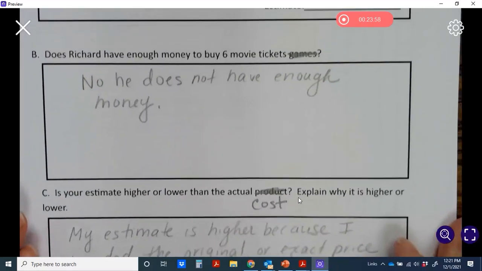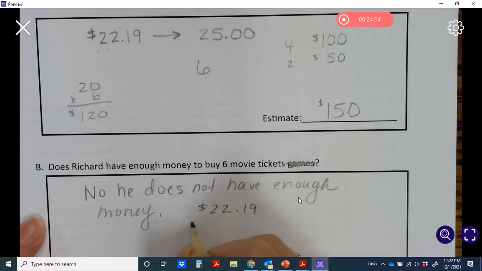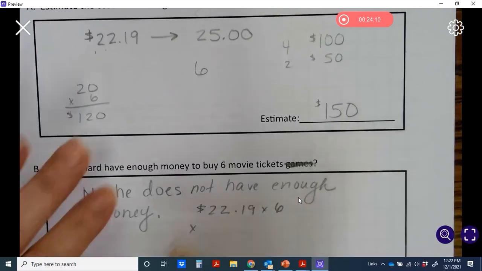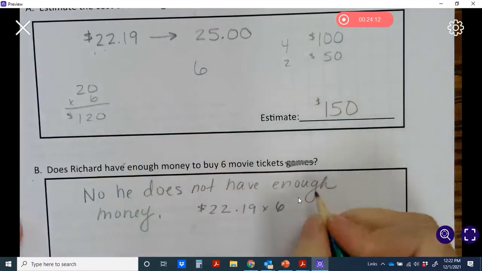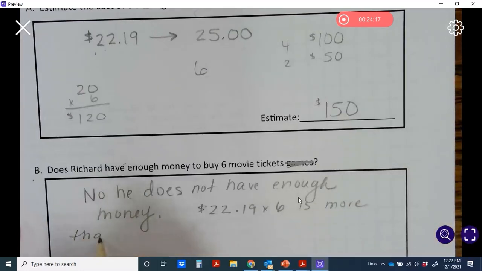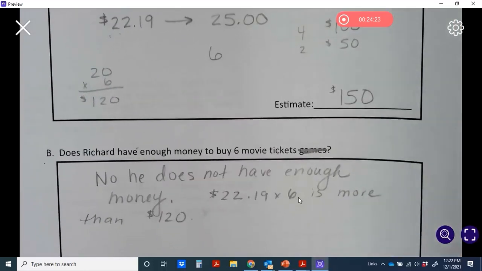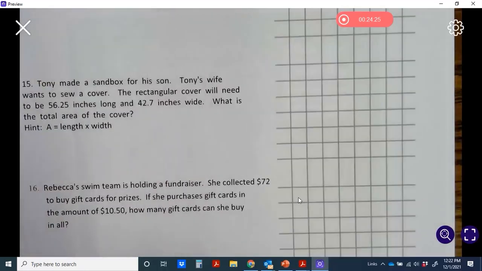Now I'm going to go back down here. No, it does not have enough money. 22.19 times 6 times 6 is more than $120. Okay. All right.